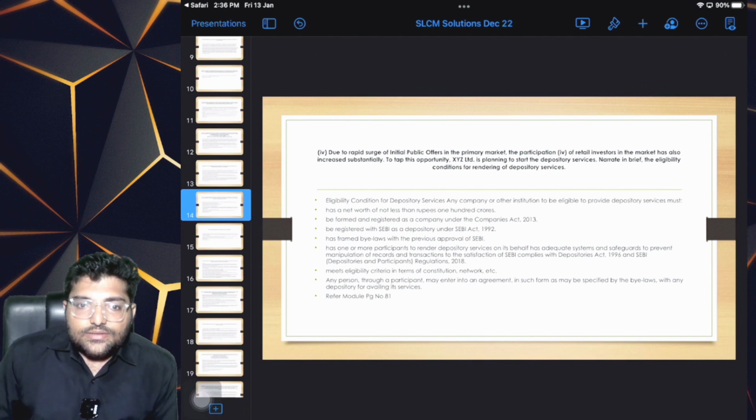Due to rapid surge in initial public offers in the primary market, the participation of retail investors in the market has increased substantially. To tap this opportunity, XYZ Limited is planning to start depository services.